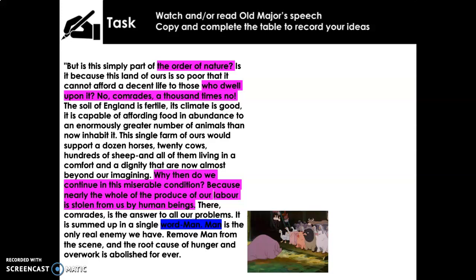This single farm of ours would support a dozen horses, twenty cows, hundreds of sheep, and all of them living in comfort and a dignity that are now almost beyond our imagining.